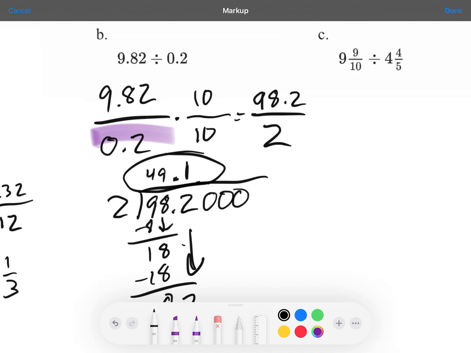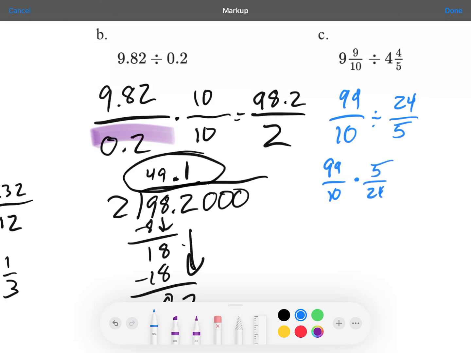And now for C, leave myself a lot of space for C today. We're going to do the same thing where we need to convert those fractions to improper fractions, fractions that are greater than 1. 10 times 9 is 90. 90 plus 9 is 99/10. I'm going to switch the color up here. That is 99/10 divided by 4 and 4/5. 5 times 4 is 20. 20 plus 4 is 24/5. We're going to multiply by the reciprocal.